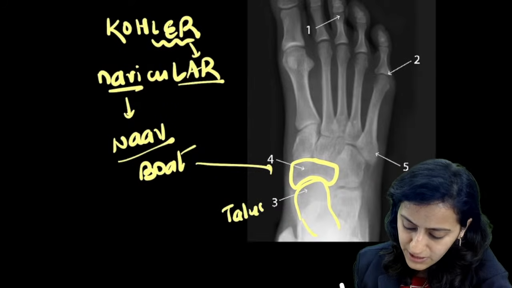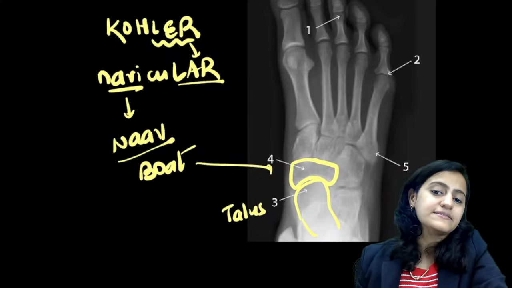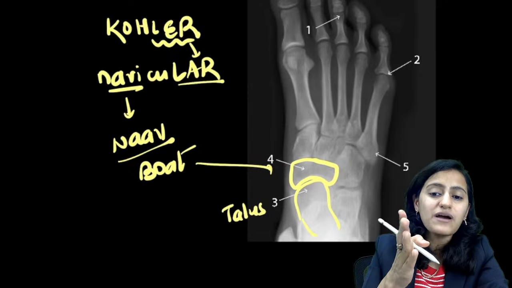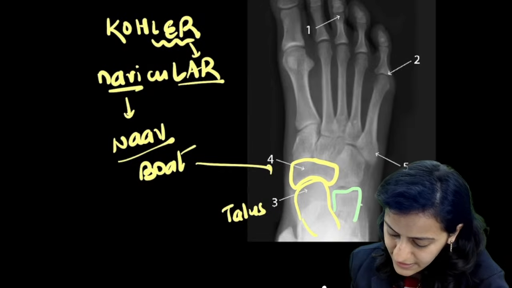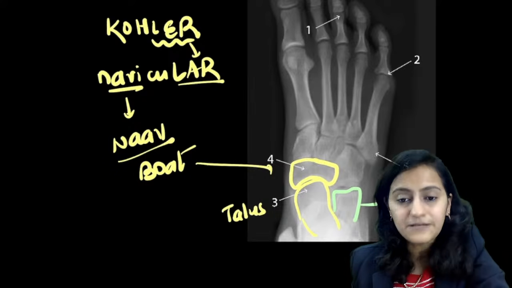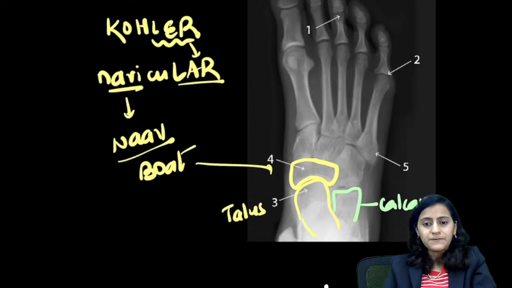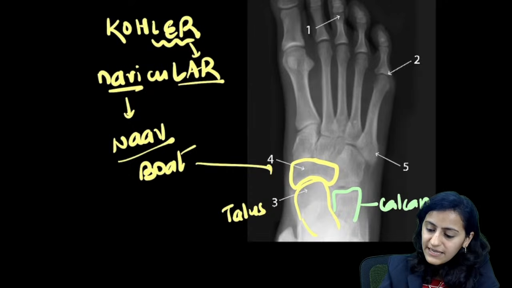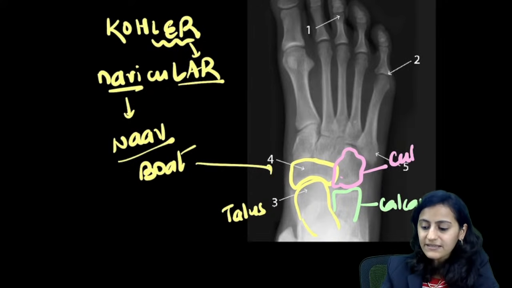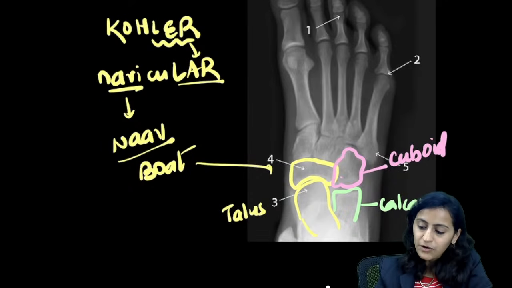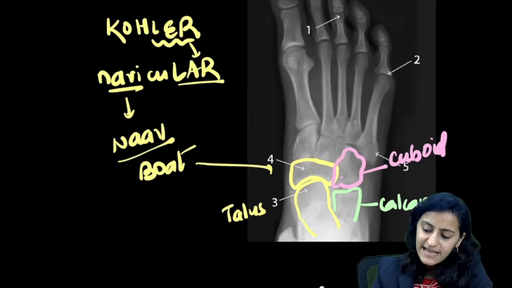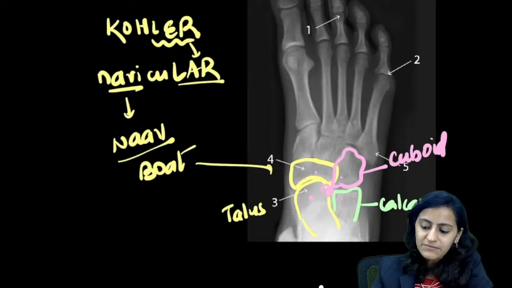Behind the navicular, that is the talus. Then you have again navicular. And this bone here on the lateral side, this is calcaneum. And in front of the calcaneum, on the lateral side, the bone that we have there, that is the cuboid. Okay, so this is the talus, navicular, calcaneum.